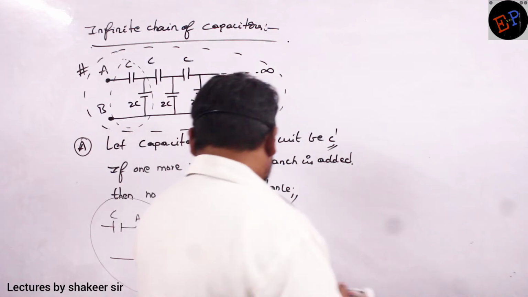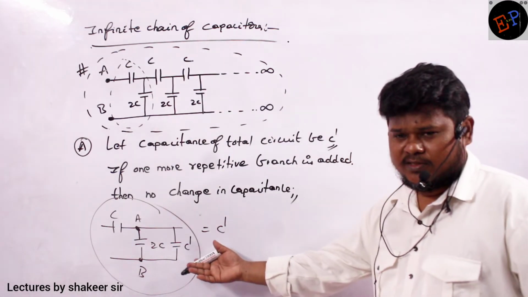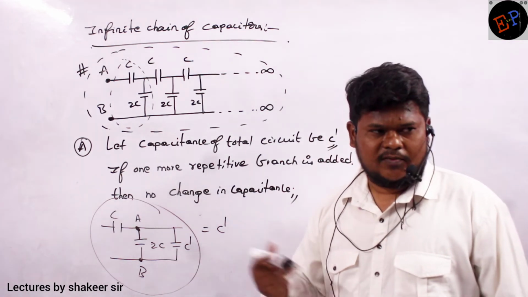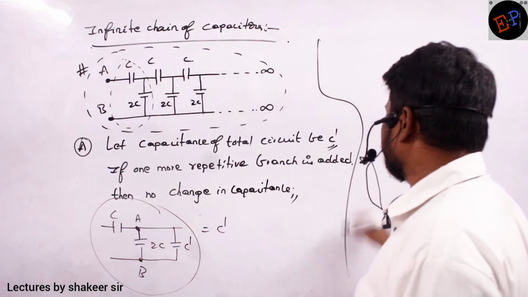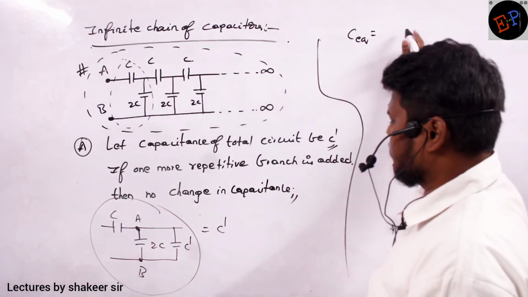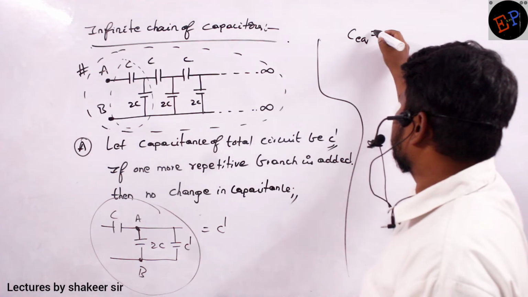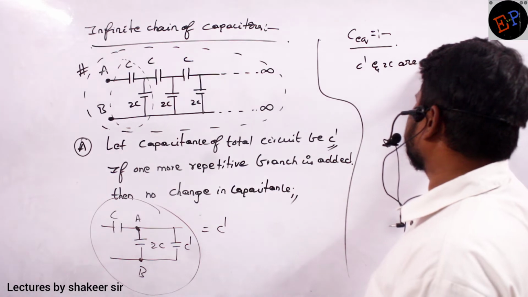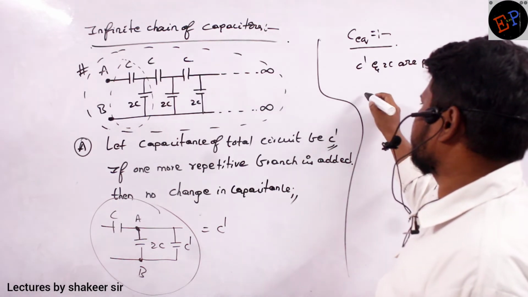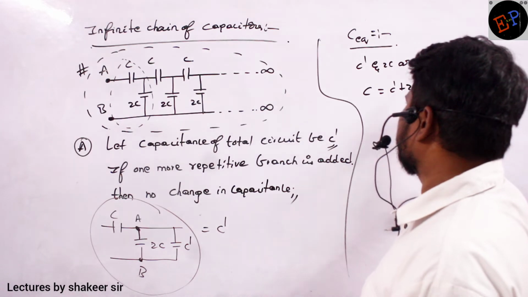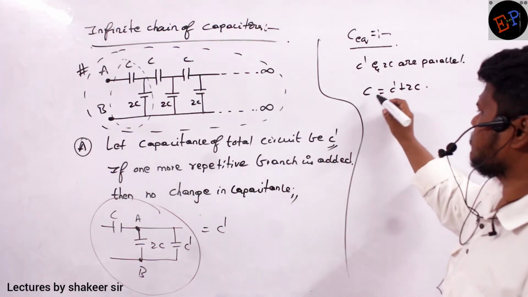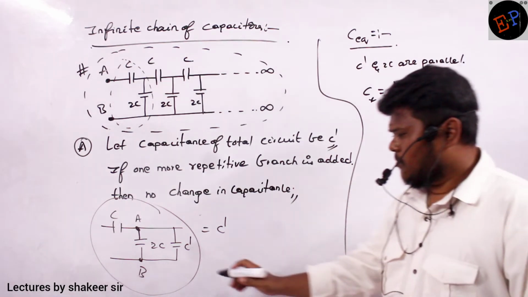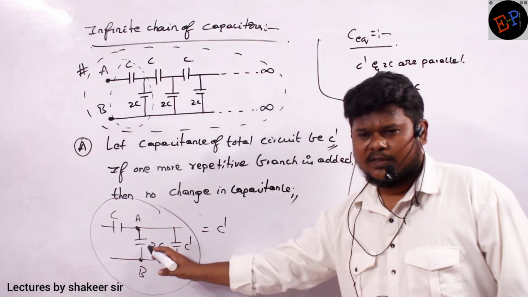Now see here, which capacitors are in series and which are in parallel? C dash and 2C are in parallel connection, no? So I have to add them now. Let us calculate the equivalent capacitance of this circuit. First of all, C dash and 2C are parallel. So their capacitance is C dash plus 2C. That's all, ma? Because C dash and 2C are in parallel connection.